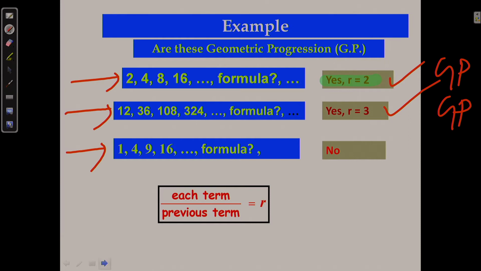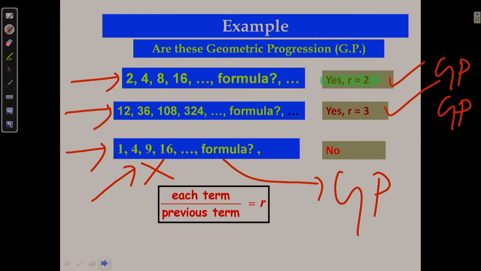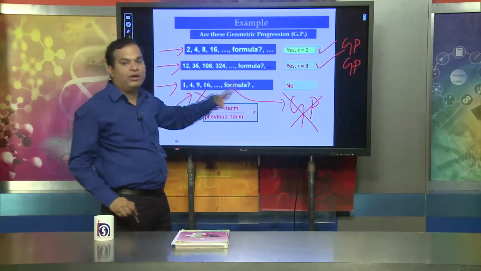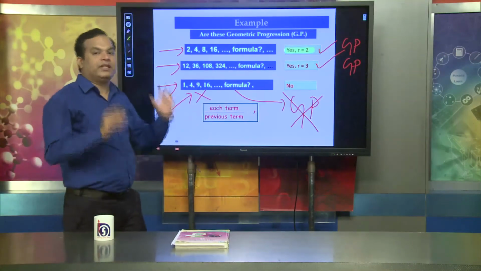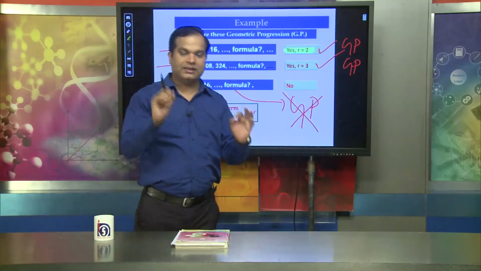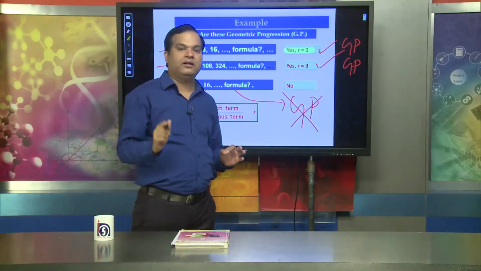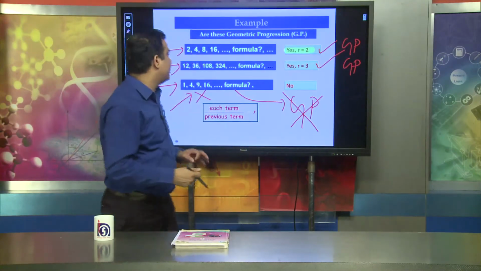So, here the common ratio is varying, it is not a fixed quantity. So we can say this sequence is not a geometric progression. We can cancel this one because the common ratio is not a fixed quantity. That is a very important characteristic feature of a geometric progression.